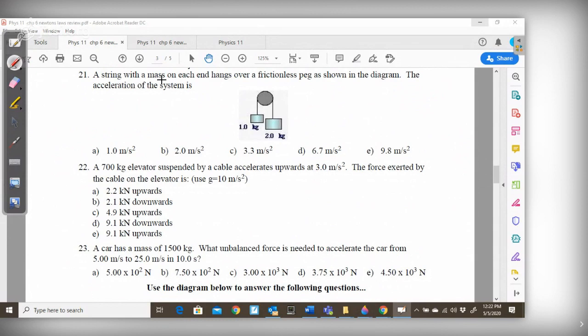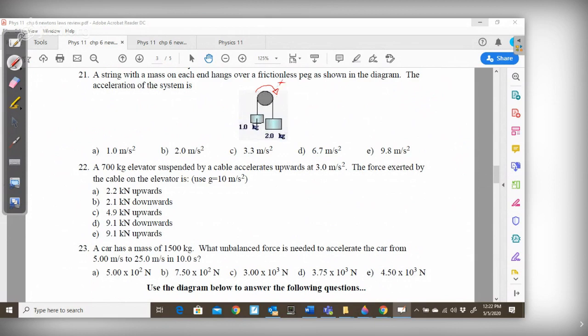A string with a mass on each end hangs over a frictionless peg, frictionless pulley shown in the diagram. The acceleration of the system is, well, this is 2 kilograms, this is 1 kilogram. We know that this direction would best be positive.